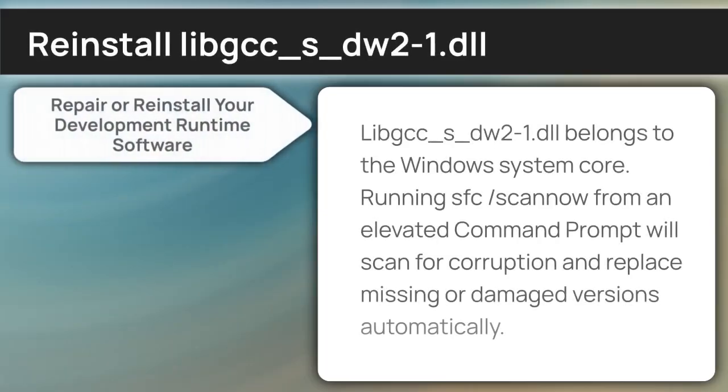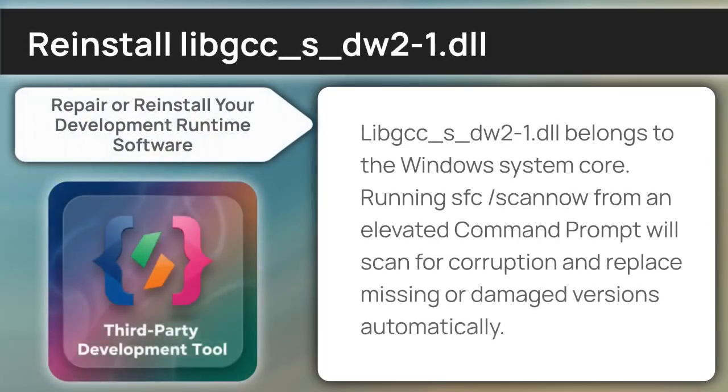libgcc DW21 belongs to the Windows system core. Running sfc /scannow from an elevated command prompt will scan for corruption and replace missing or damaged versions automatically.